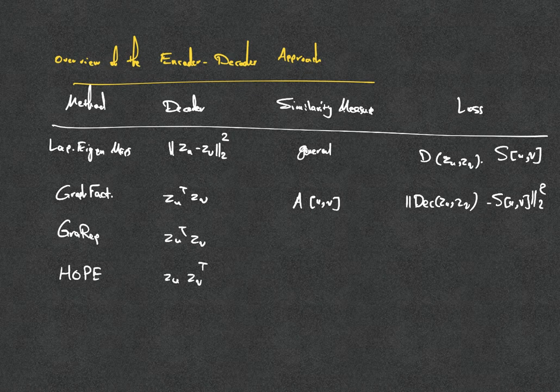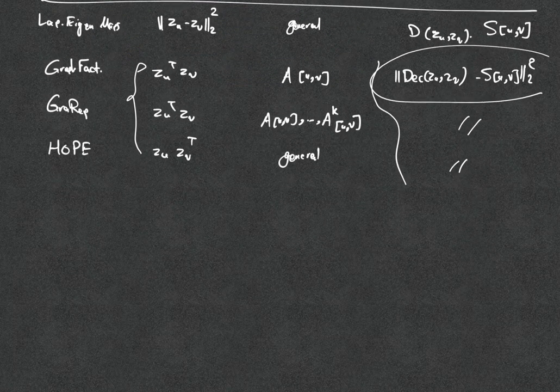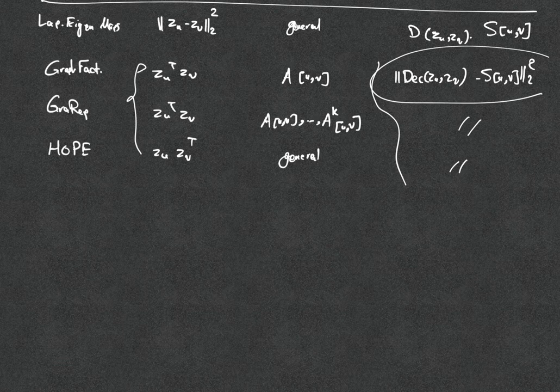So we can see that graph factorization, GraRep, and HOPE have this decoder here. So they basically have the same thing. They have different constraints on the similarity measure, however. But all of these three have the same loss. Then there's DeepWalk.